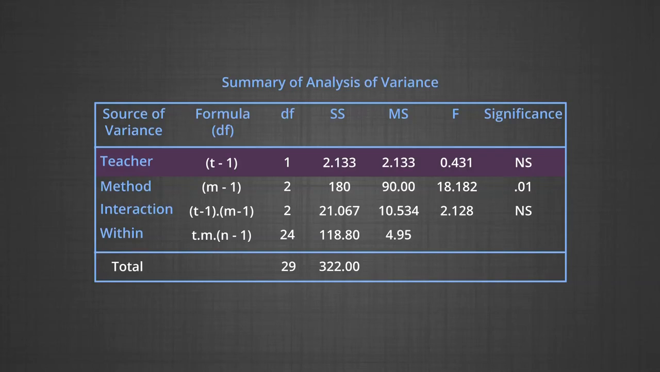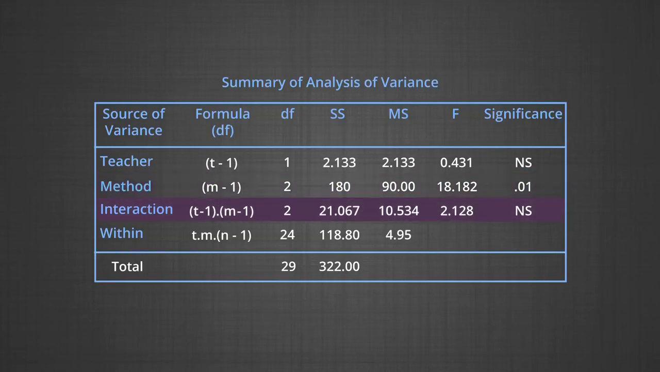It says NS because it is not significant. For method factor, M minus 1, degrees of freedom are 2, SS 180, MS 90, and the value of F is 18.182, and significance is at 0.01 level. Hence, this value of F is significant at 0.01 level.